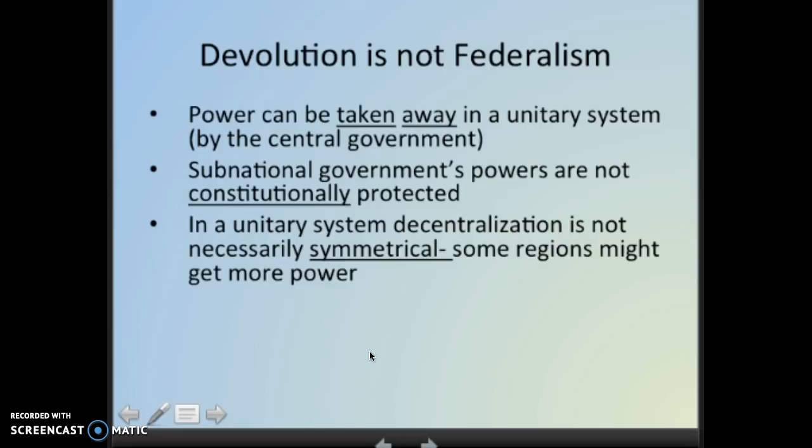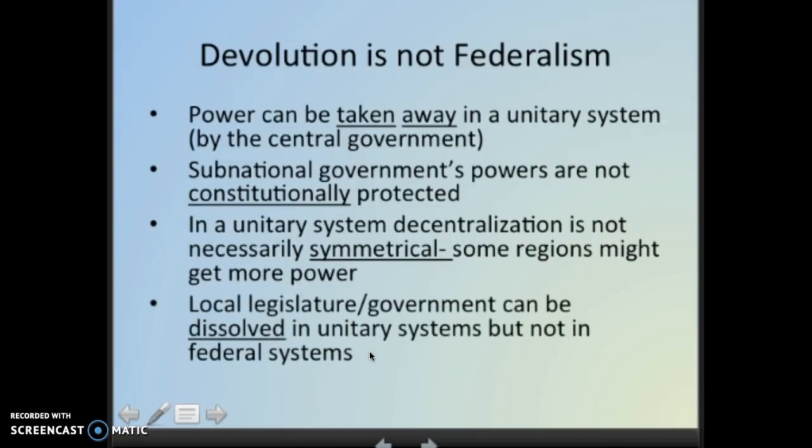You might see in a unitary system asymmetrical devolution, which means that some regions within the state will get more power than other regions. And like the Scottish Parliament and the regional governments in Northern Ireland, the UK Parliament can decide to dissolve those, whereas the United States government cannot just dissolve the power that's held in Richmond.